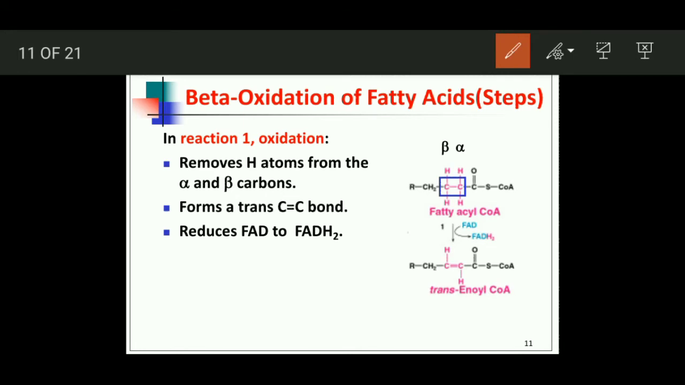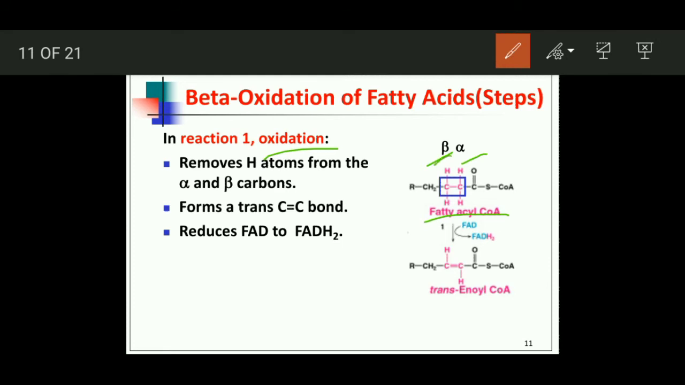The first step is oxidation, or you can say dehydrogenation as well. As you can see, this is the fatty acyl coenzyme A, correct? In this, this is the alpha and this is the beta carbon. Actually, guys, the alpha carbon means the carbon which is first to the functional group, and the carbon which is second to the functional group is called the beta carbon.